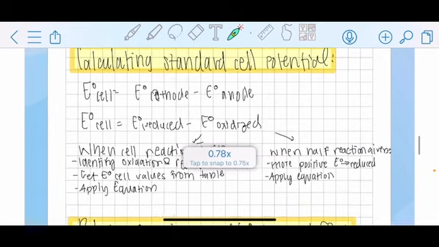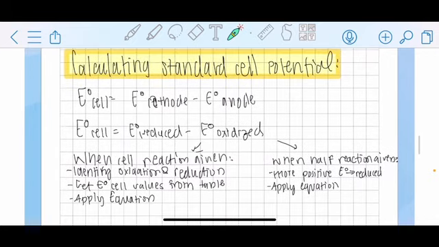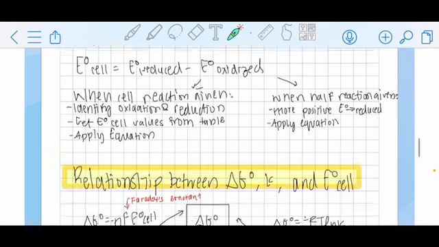To calculate this, when a cell reaction is given, identify the oxidation and reduction by writing down the oxidation and reduction reactions. Then get the E values from the table and apply the equation using those values. But when just given the half reactions and the E values, use the more positive value as the reduction and then just apply the equation. So when the values of E are given, the equation is much easier. But when just the equation is given, we have to apply it and understand what is being reduced and what is being oxidized.